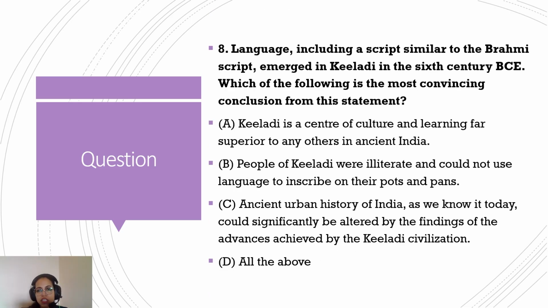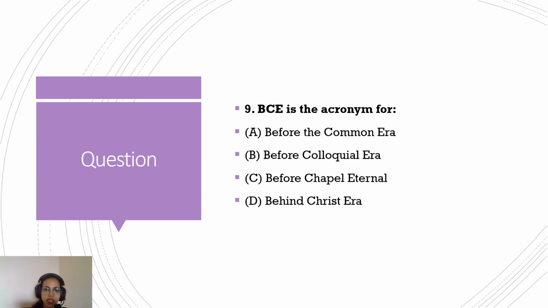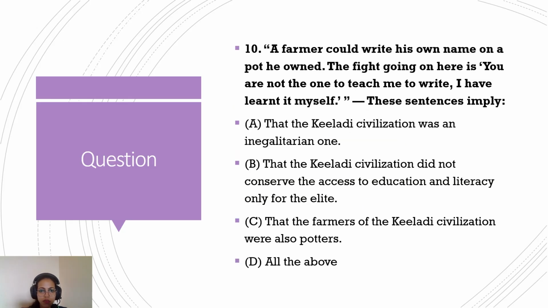Language, including a script similar to Brahmi script, emerged in Kiladi in the 6th century BCE. Which of the following is the most convincing conclusion from this statement? So if you come across the Brahmi script or language, you'll know your question is from that part, and the answer should also be around that. BCE is an acronym, so this is a very general knowledge based question, and you can solve it right at this point. What is BCE? Before the Common Era. You must have come across this in your history.